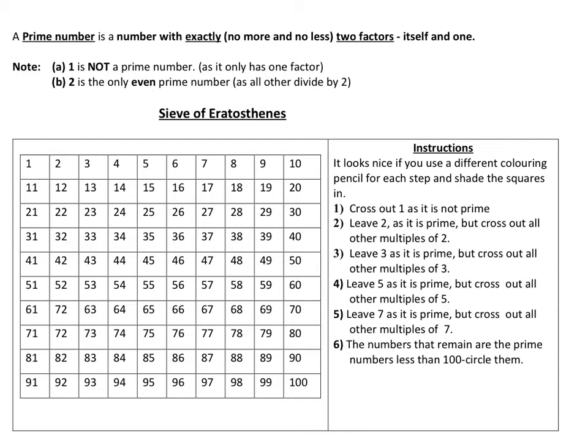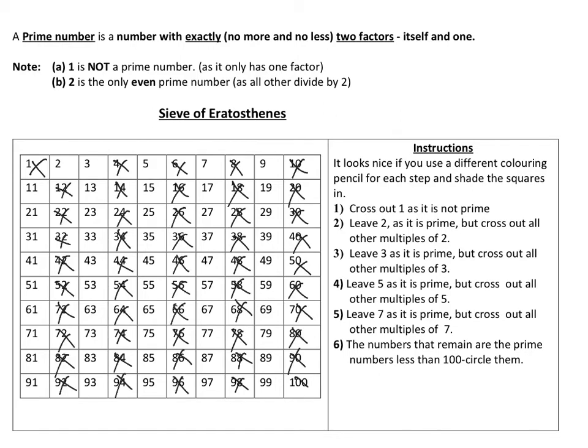The sieve of Eratosthenes is one way of working out what the prime numbers are. So what we do, you cross out number 1 because it's not prime. So let's do that. Then leave 2 as it is prime, but we cross out all the multiples of 2. So we cross out 4, 6, 8, 10, up until 100. So what we're doing is we're getting rid of all the multiples of 2, and that way we will remove all numbers that aren't prime.